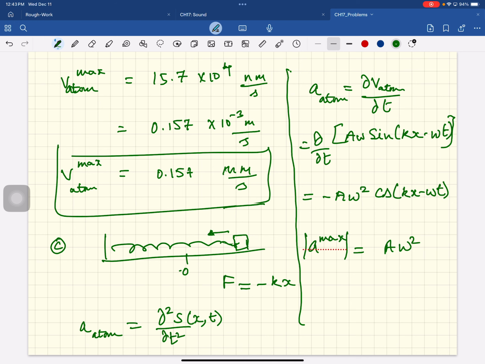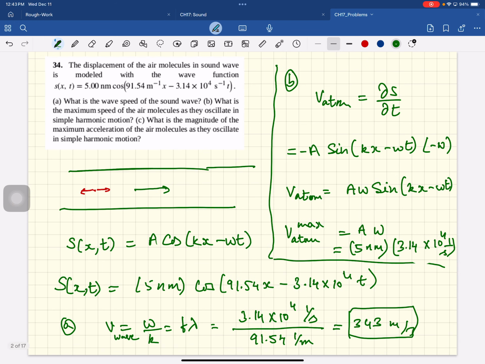So when the atom is here, which direction is the acceleration? When the atom is here, the acceleration is in that direction, and when the atom is here, the acceleration is in that direction. Okay?